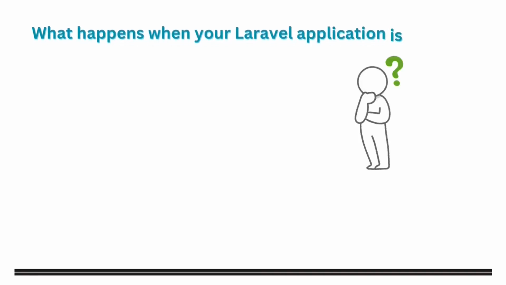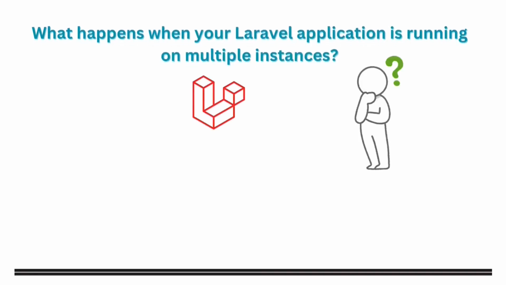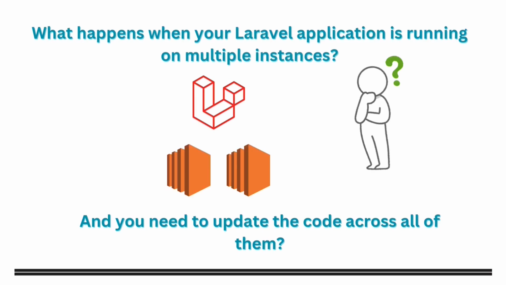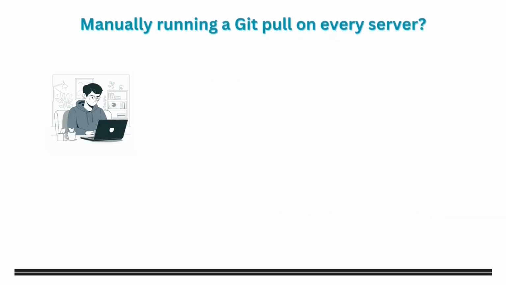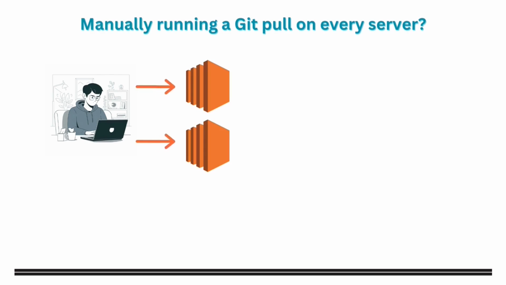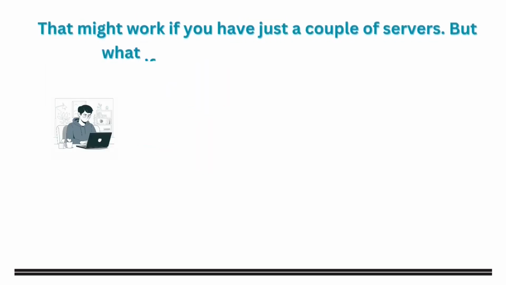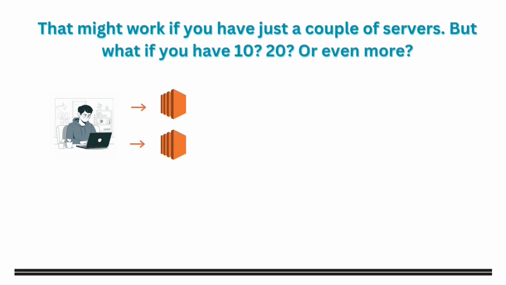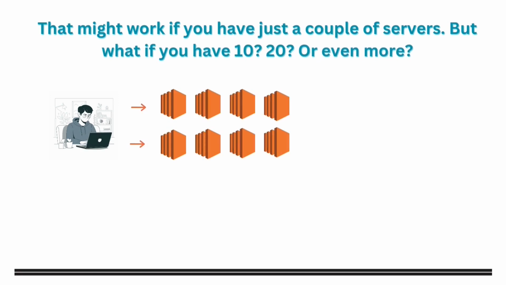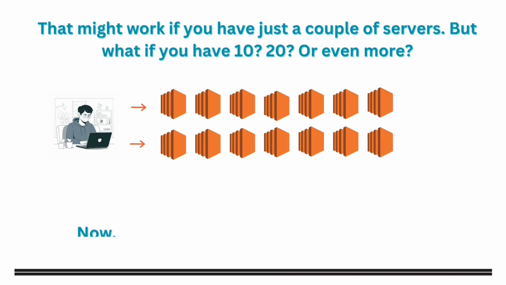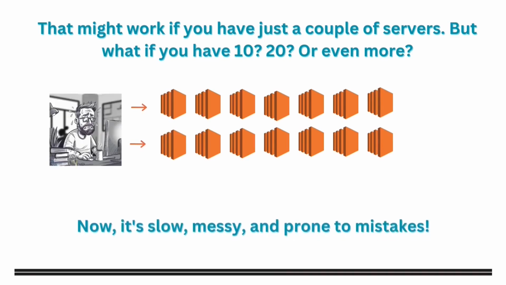What happens when your Laravel application is running on multiple instances and you need to update the code across all of them? Manually running a git pull on every server? That might work if you have just a couple of servers. But what if you have 10, 20 or even more? Now it's slow, messy and prone to mistakes.